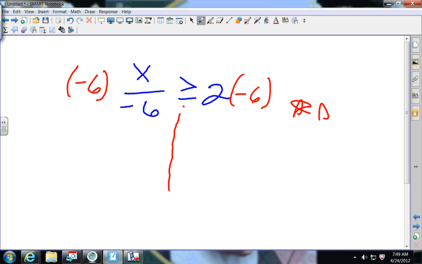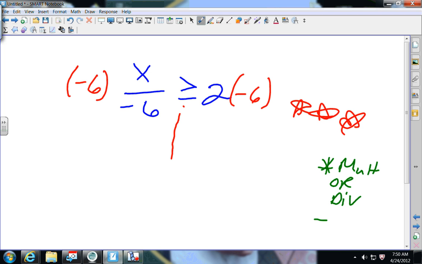Ding, ding, ding! We still have to flip the sign. And I know that most of the time when we get in the habit of teaching it, we only say when you divide by a negative, but it's when you divide or multiply by a negative, you have to flip the sign. Somewhere in your paper, you may want to write down that when you multiply or divide by a negative, you have to flip it.